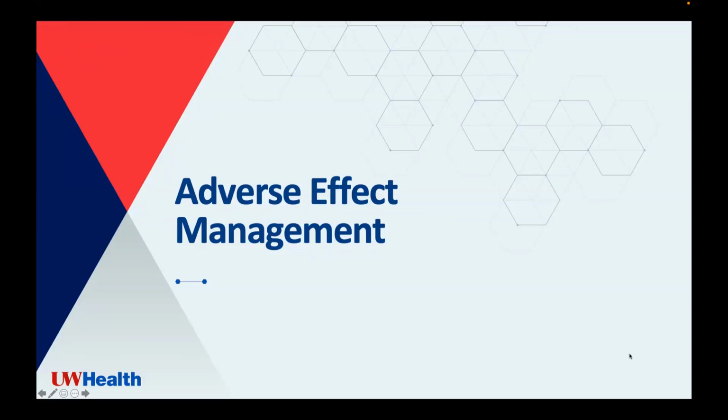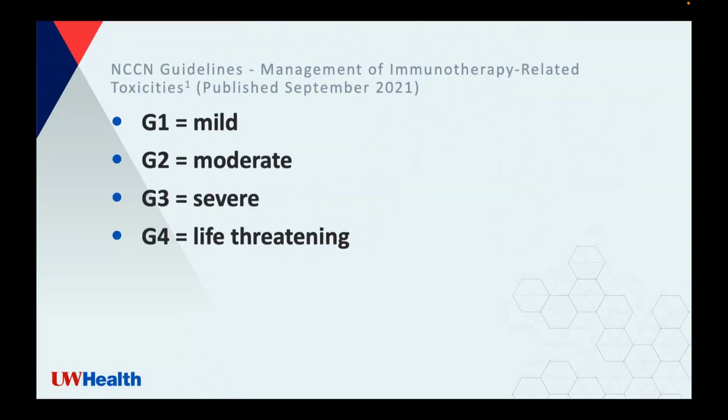Great. So now we're going to shift gears into the assessment, grading, and management of these toxicities. We'll be going through each of those body systems that Nick had mentioned and our approach to how we assess these, how we grade these, and then how we manage them. So as Dan said, we're pulling most of this information from the most recent September 2021 NCCN guidelines for these related toxicities. And the grading is listed here. We grade them G1 through G4, with G1 being mild and G4 being life-threatening. So just so you are aware going into the grading system.